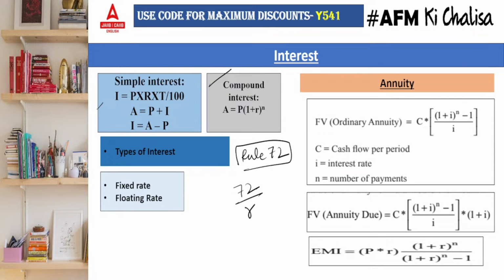In terms of interest, we have fixed, meaning you will pay this much amount of money every single month, or floating, where every time it changes. That's called floating rate.